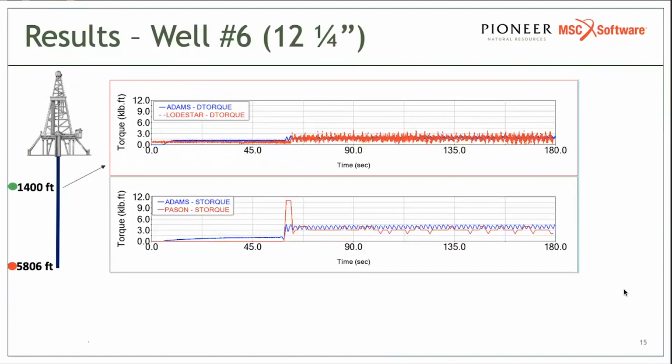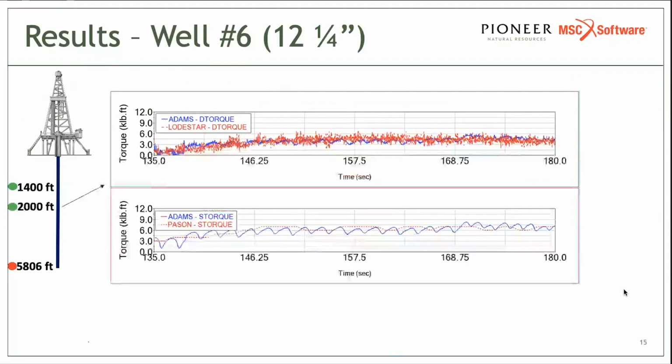Similar to the previous case, in the beginning I made the model at 1400 feet. And again, the downhole torque measurements are shown on the top graph and the surface torque measurements are shown on the bottom graph. And as you can see, comparing the Adams results with either Payson or Lodestar measurements, we are having a very good match. I increased the depth a little further to 2000 feet. Again, we are having a very good match with the measurement results.